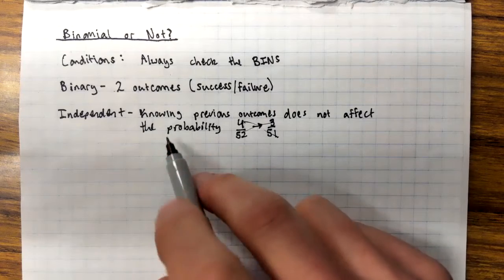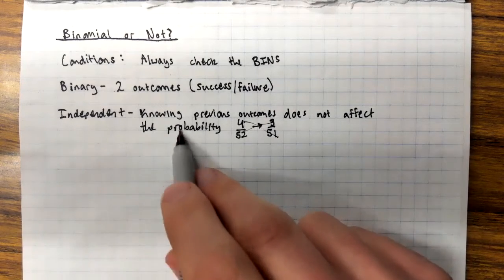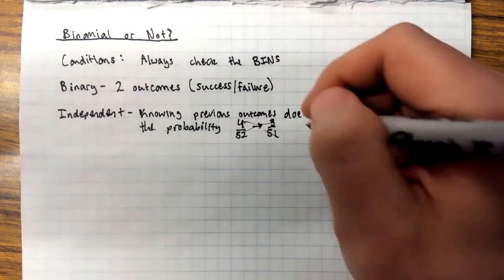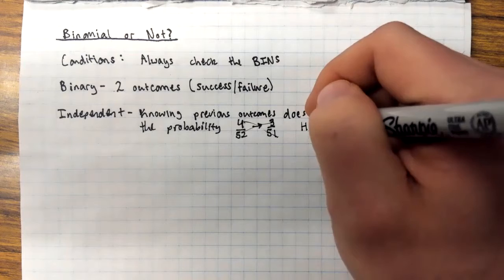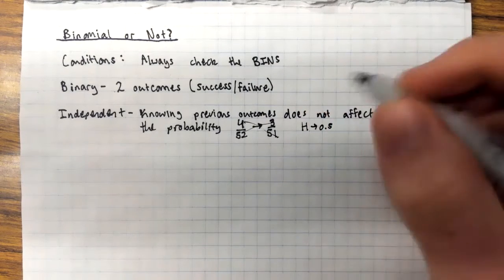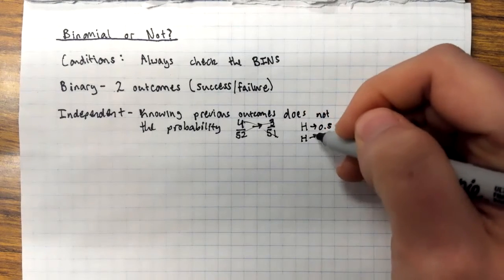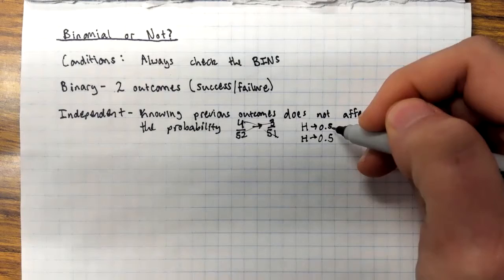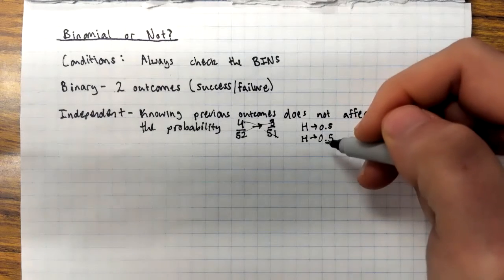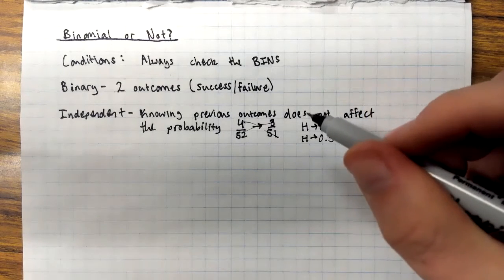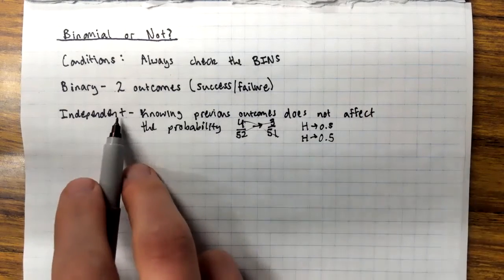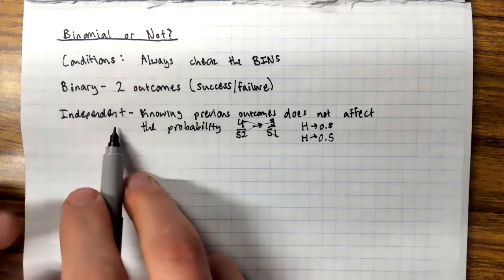A binomial independent outcome would be like flipping a coin. It has no memory. If I rolled heads, that probability is 0.5. The probability that I roll heads again is still 0.5. Knowing that I rolled heads already does not affect the probability of my next flip. And that's all we're talking about in terms of independent with these binomial random variables. All right, almost done. We're halfway through.